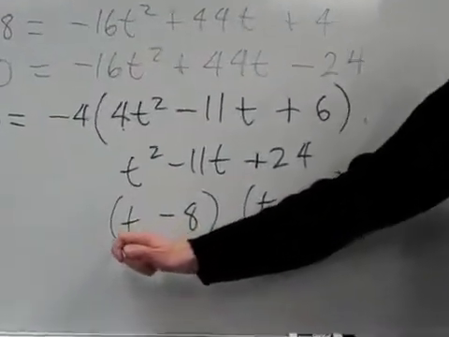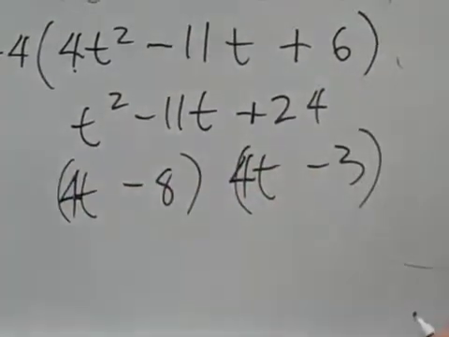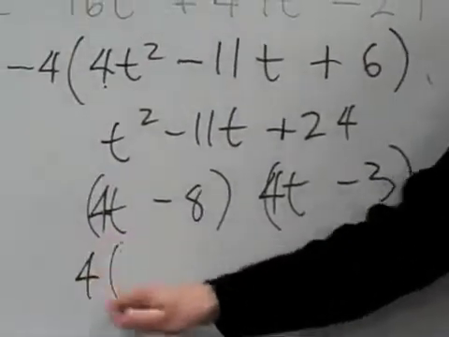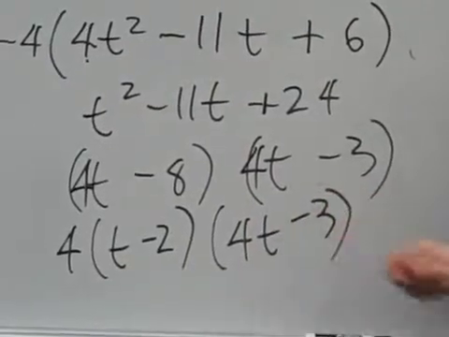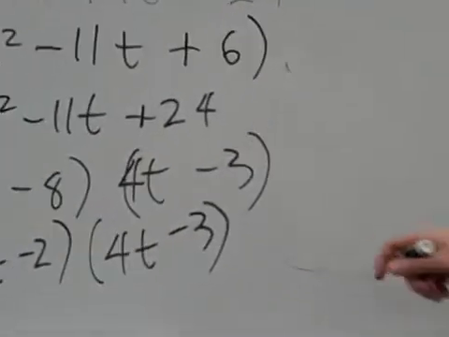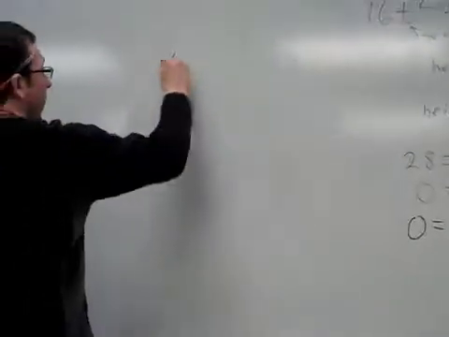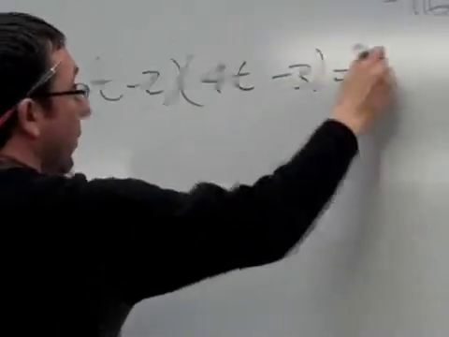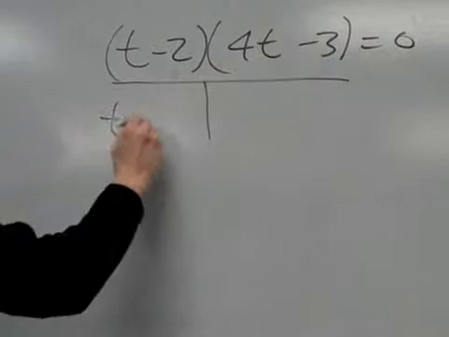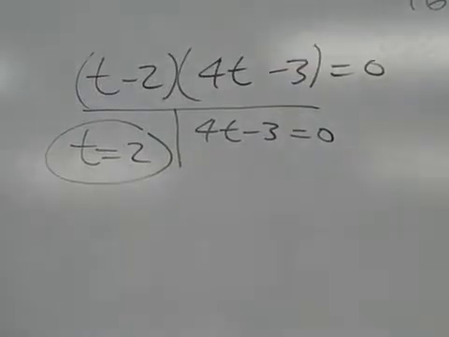Before we actually cross the finish line, we have to pay back the 4. Now you can divide out a 4 from here, and you get t minus 2. So where are we at then? You're setting this equal to 0, and you get 2 possible answers. We get t minus 2 equals 0 and 4t minus 3 equals 0. So t equals 2, and what would it take to make 4t minus 3 equal 0? Add 3 and divide by 4.